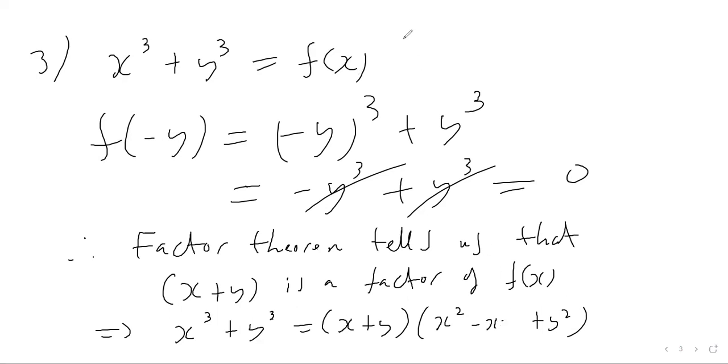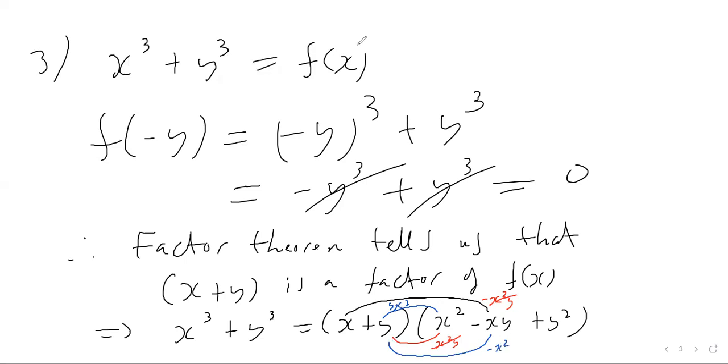Again, you can use long division to prove that, but you will have a negative xy there because x times negative xy will give us negative x squared y. But y times x squared there gives us positive x squared y, so they cancel out. And the same thing with the next lot of expansion. So y times x squared, well, that's just yx squared. But we get y times negative xy there.